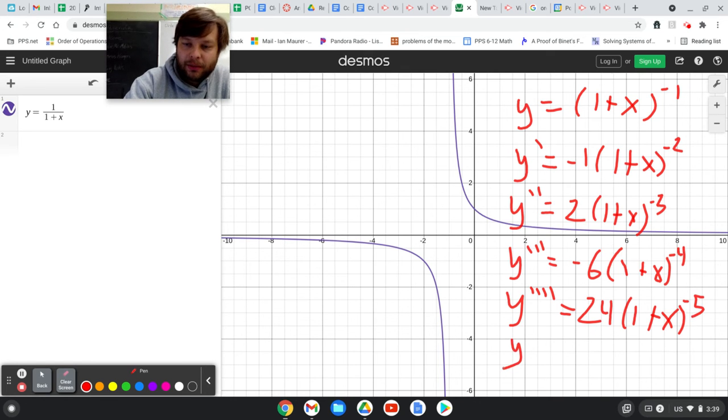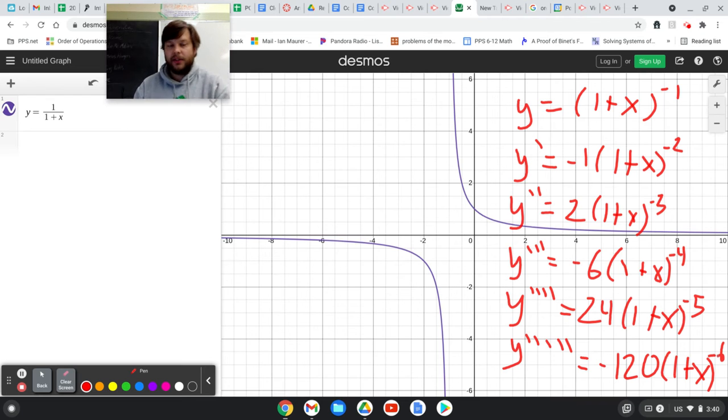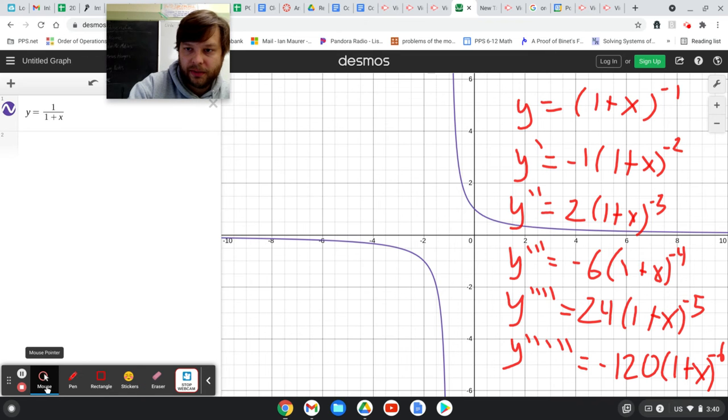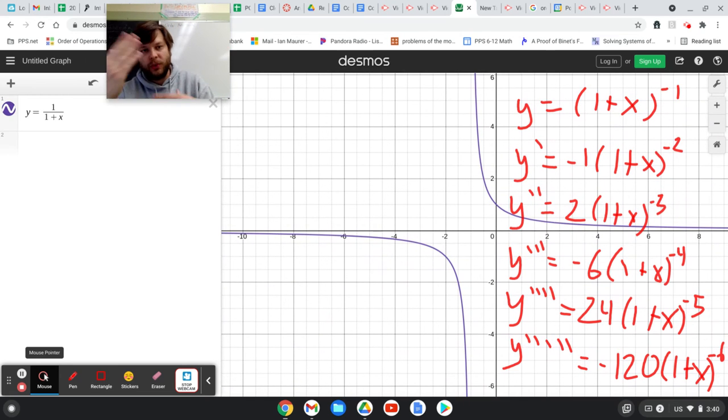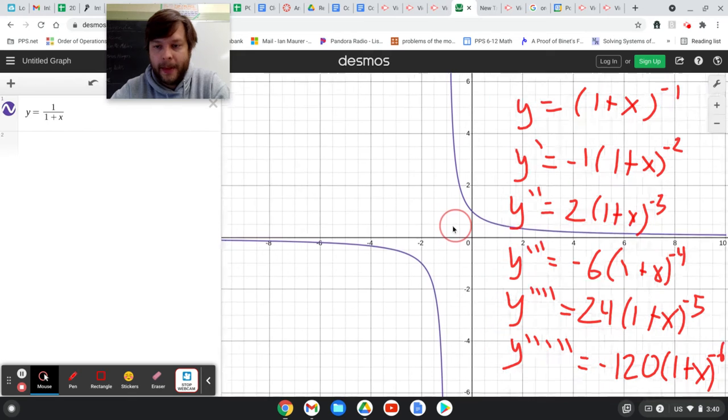And I want you to notice something. We talked a lot in that first chapter about how there was a factorial going on. And I hope you can see that the coefficient is a factorial. We have, in this initial spot here, 1 factorial, then 2 factorial, 3 factorial, 4 factorial, 5 factorial. It's switching positive and negatives, but you can see the factorial pattern going on there.